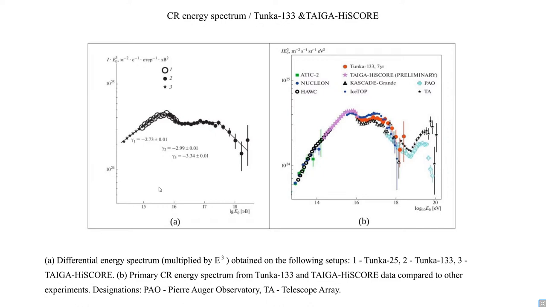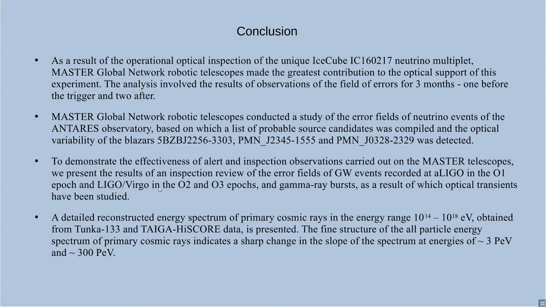The fine structure of the energy spectrum of all particles of cosmic rays indicates a change in the slope of the spectrum at energies of about 3 petaelectron volts and 300 petaelectron volts. So this is the conclusion of my talk, and I stop my story. Thank you very much for your attention.